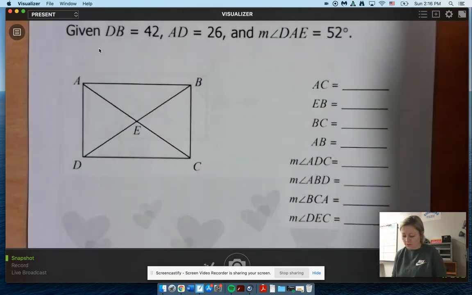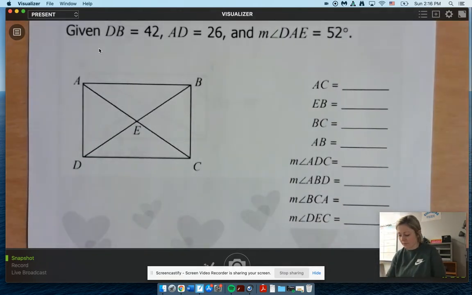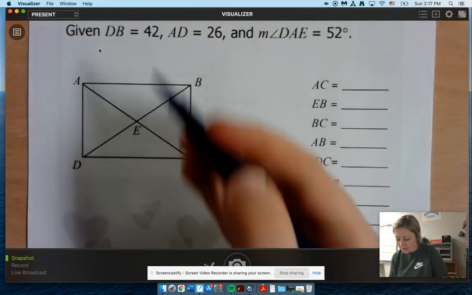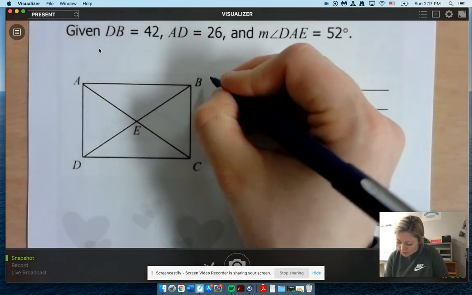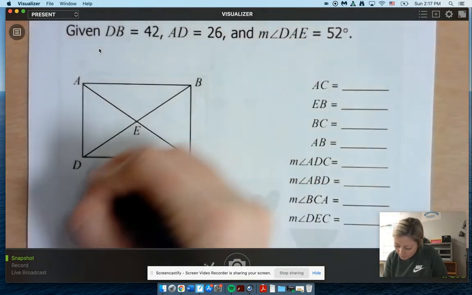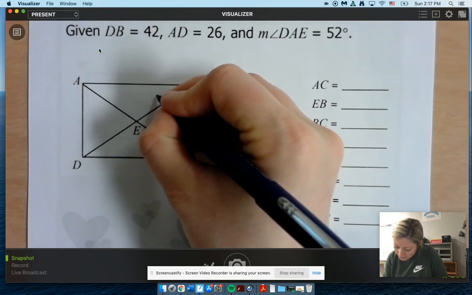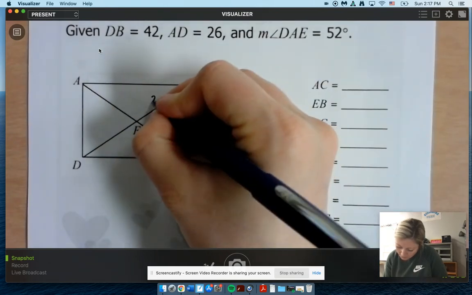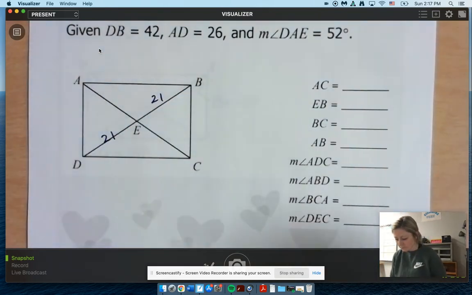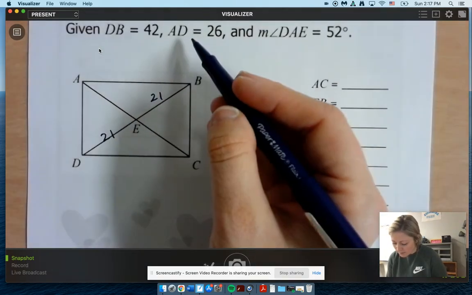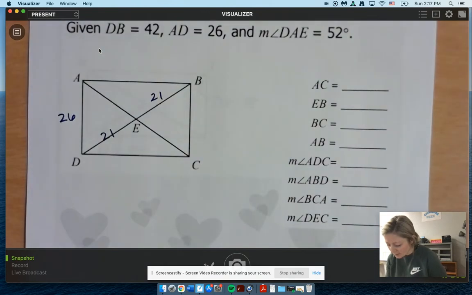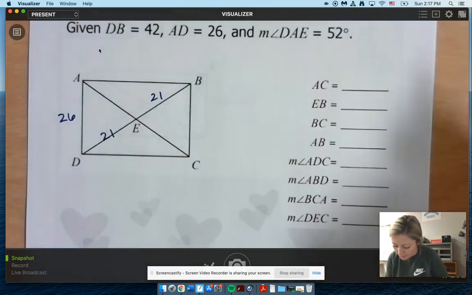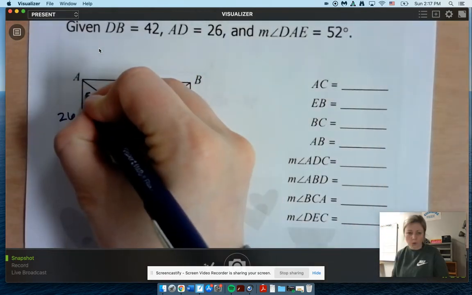Okay, let's piece those two different examples together. So we have a bunch of angles and sides we're looking for. So if we label what they give us, DB is our diagonal of 42. So if the whole thing is 42, then I would know that this chunk here is 21, as would this chunk be there. AD is 26. And the measure of angle DAE, DAE is 52.